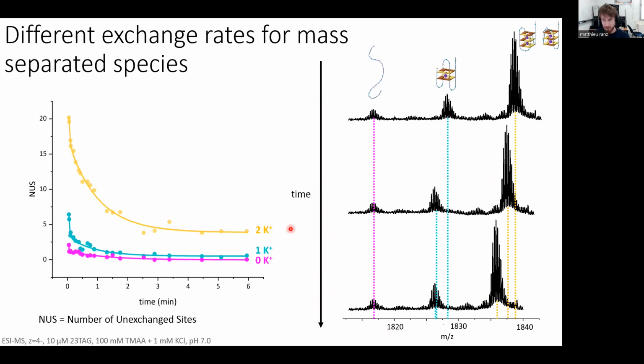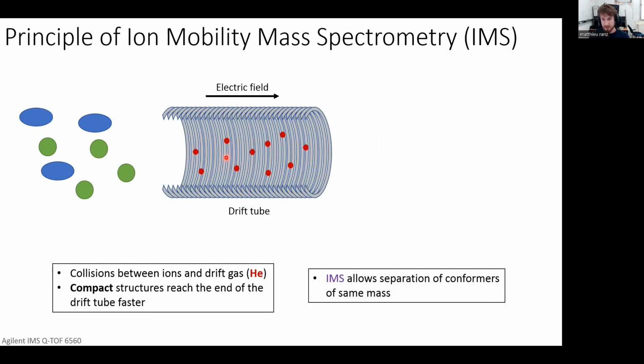So this way we have, for every species, a kinetics profile that matches the number of tetrads in solution and therefore reflects the structure. However, for the 23TAG sequence, these yellow curves represent the average kinetics of these two conformers. And this technique in itself is not sufficient to determine individual profiles for each of the conformers of same mass. So to overcome this challenge, we coupled our method to ion mobility mass spectrometry.